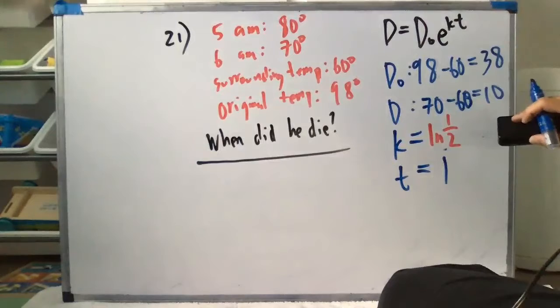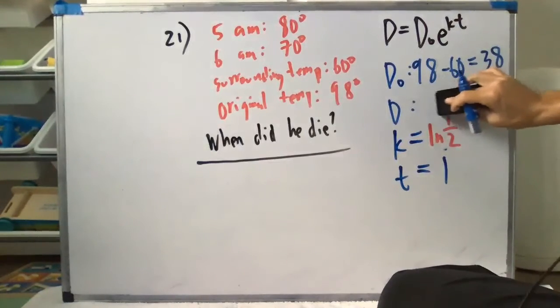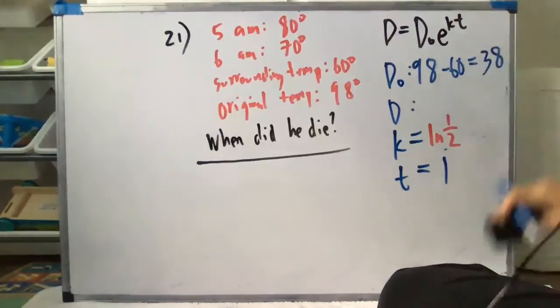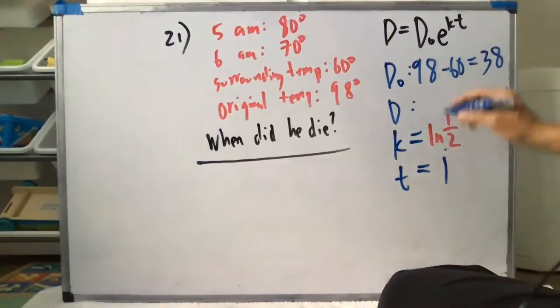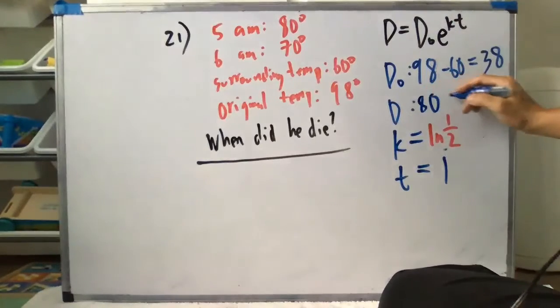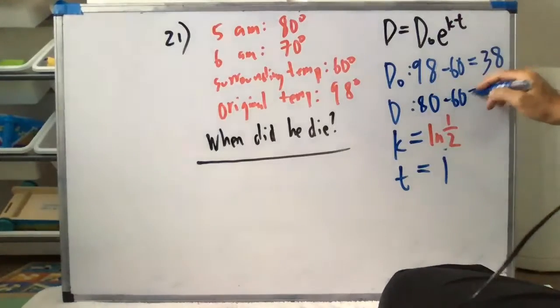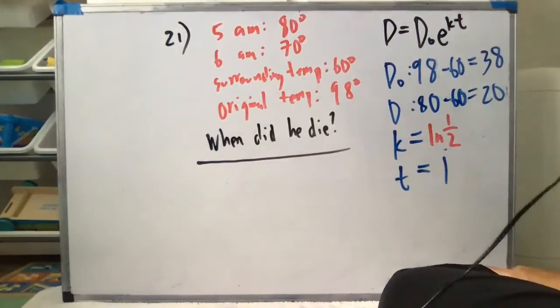Let's take the 5 a.m. value. You could use either one, 5 a.m. or 6 a.m., but let's use 5 a.m. because that's a little easier, a little smaller number, right? So 80 minus 60 is 20. Okay, so 20.